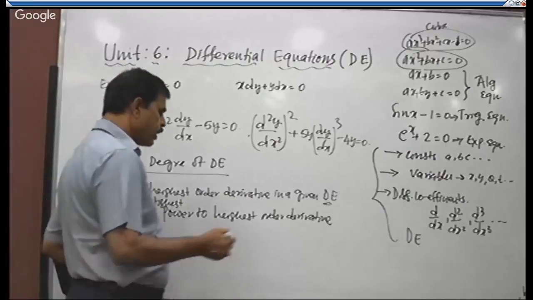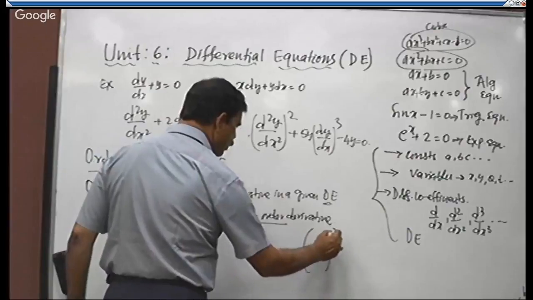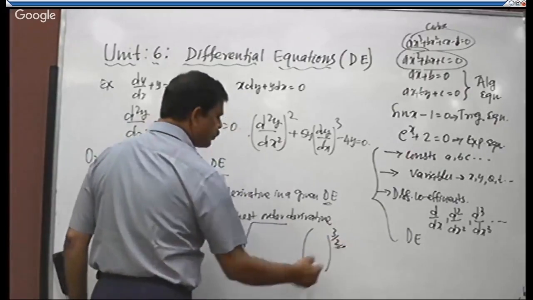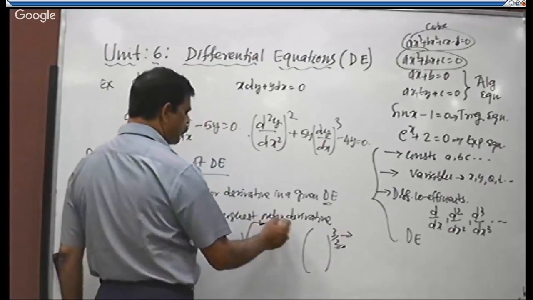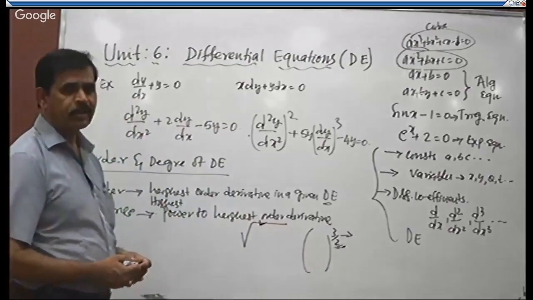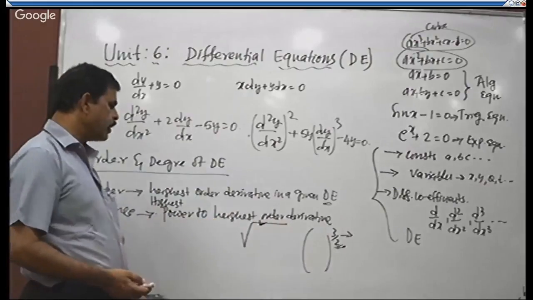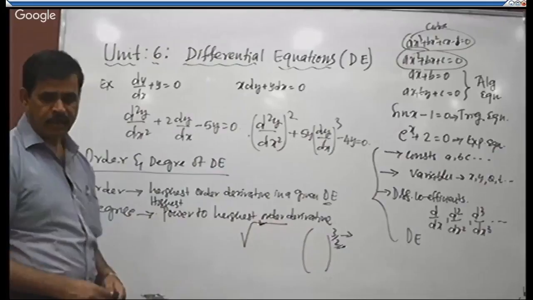They should not involve roots or powers like 3 by 2, 1 by 2, and so on. This is called fractional power, or radical power. They should not be involved in the given differential equation. Then we take the highest power of the highest order derivative, which is called the degree of the differential equation.